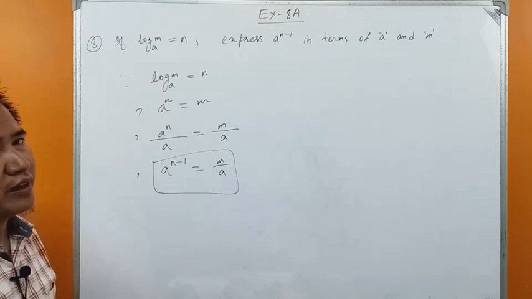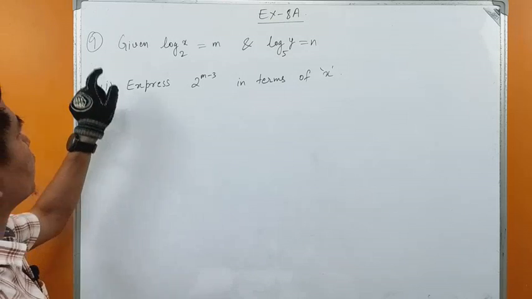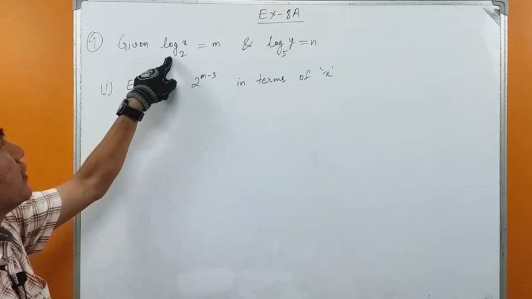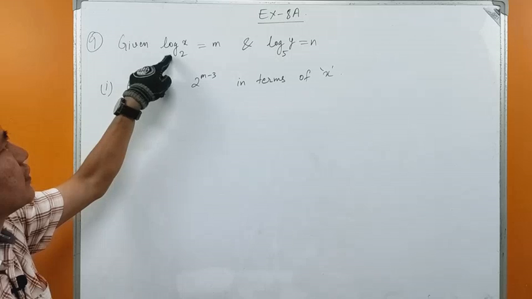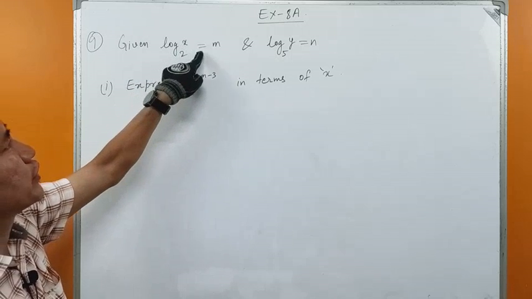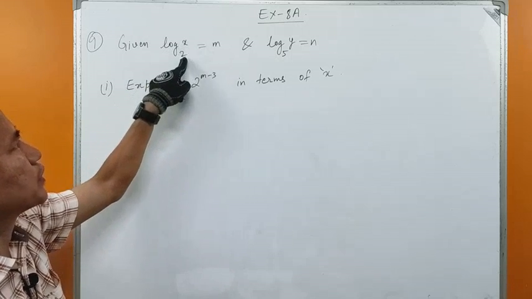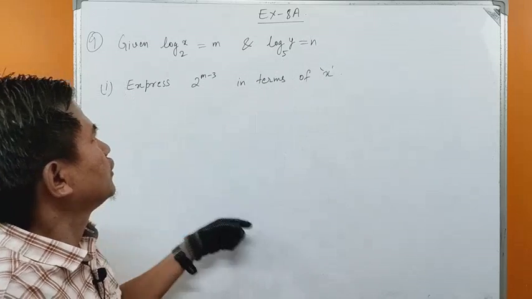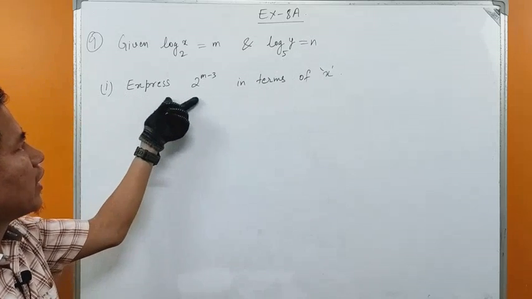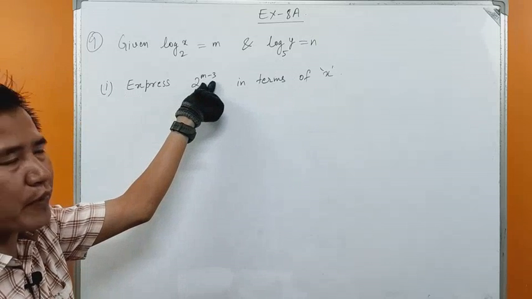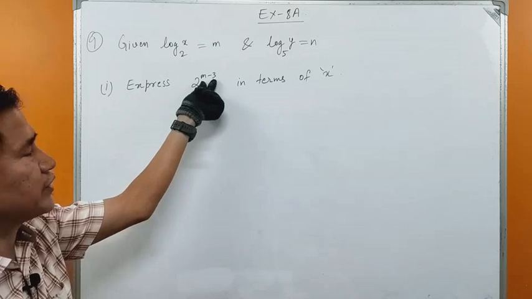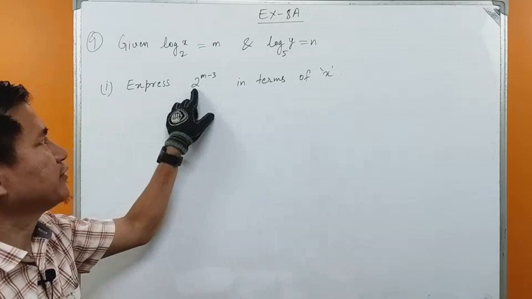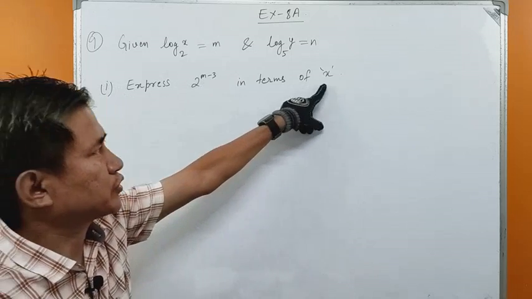Now let us do question number 9. Let us do question number 1 of 9 first, and then question number 2 of 9. The given condition is: log x to the base 2 equals m, and log y to the base 5 equals n. In question number 1, we are asked to express 2 to the power m minus 3 in terms of x.